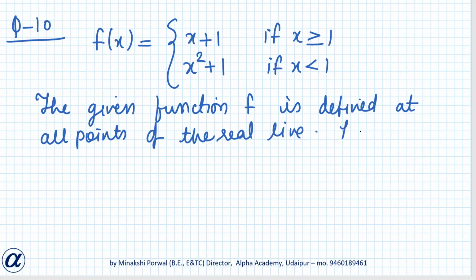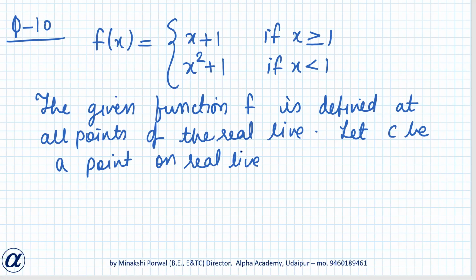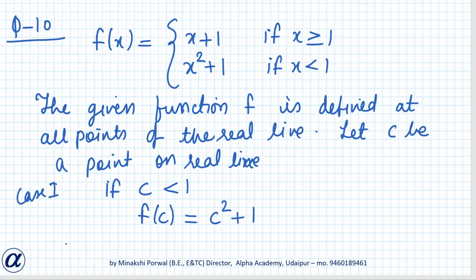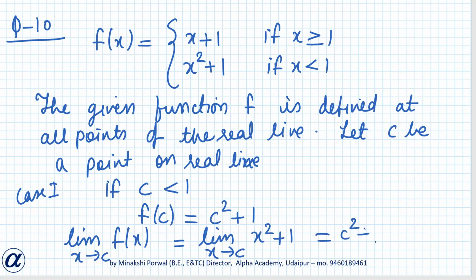Okay. Let c be a point on the real line. Now here we'll see 3 cases. Case 1, if c is less than 1. If c is less than 1, f of c is given by c square plus 1, and limit x tends to c, f x equals limit x tends to c of x square plus 1, so it is also c square plus 1. So limit x tends to c, f x equals f of c.